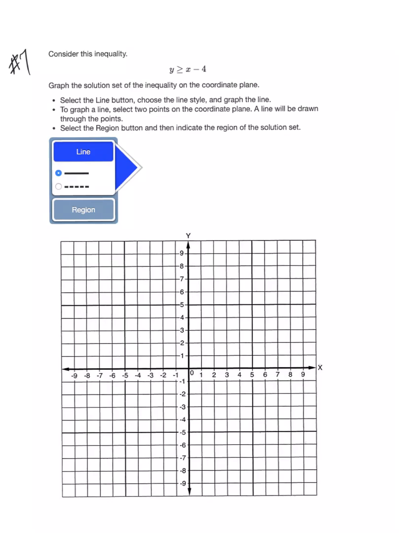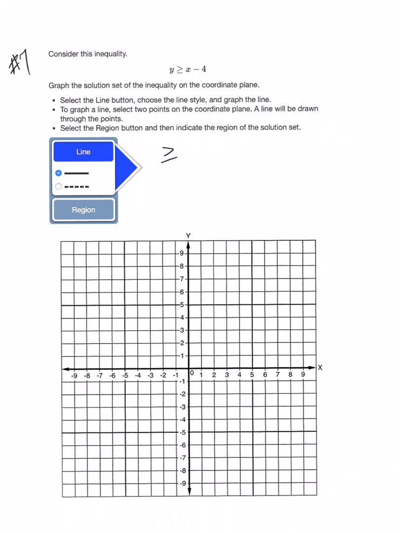Number 7 asks us to graph the inequality y is greater than or equal to x minus 4. Now this has similar properties to graphing a line with a few additional changes. So you'll notice here on the line, you have a solid line and a dotted line to choose from on your test nav.